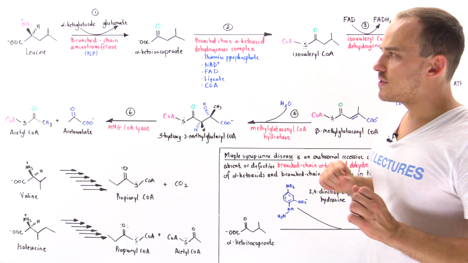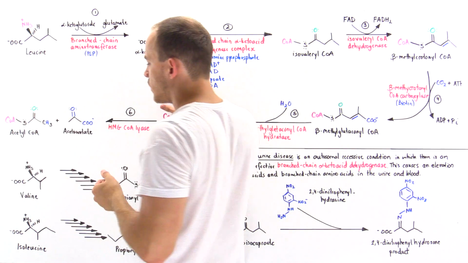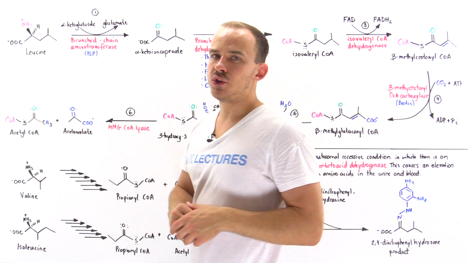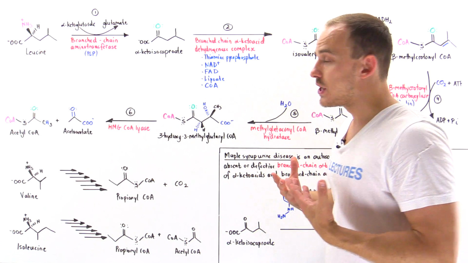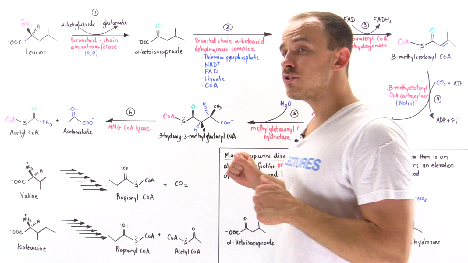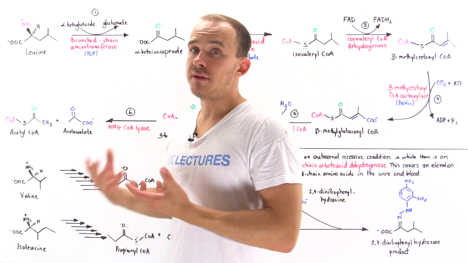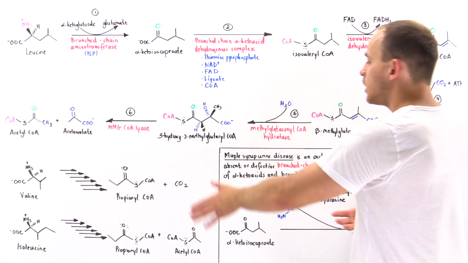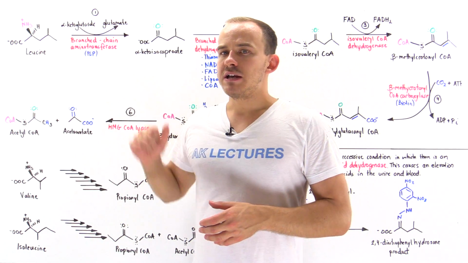Now, the focus of this lecture will be the metabolism of leucine, but we'll also briefly talk about valine and isoleucine. And at the end, we're going to talk about a disease in humans that affects this particular pathway, or actually the pathway involved in metabolism of branched chain amino acids, known as maple syrup urine disease. So let's begin with step one.